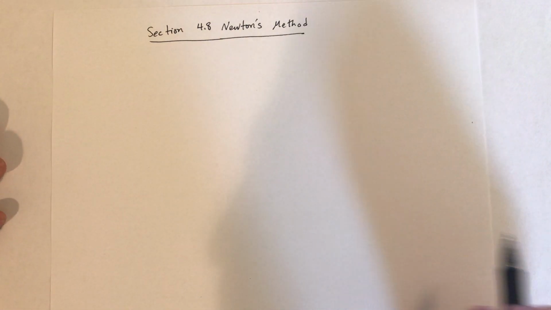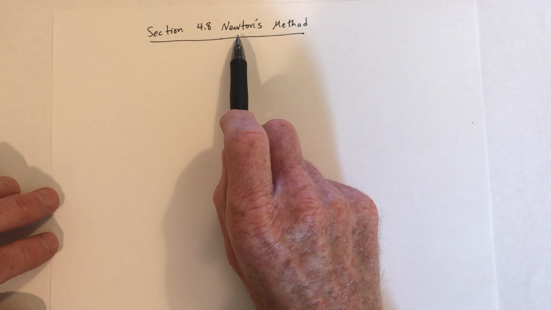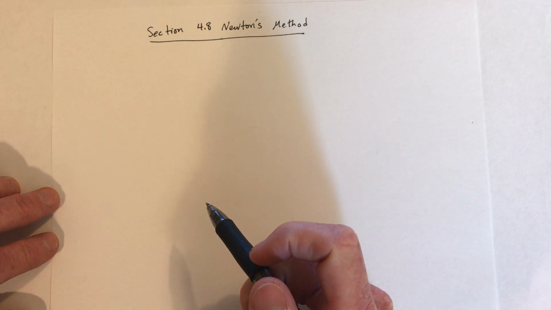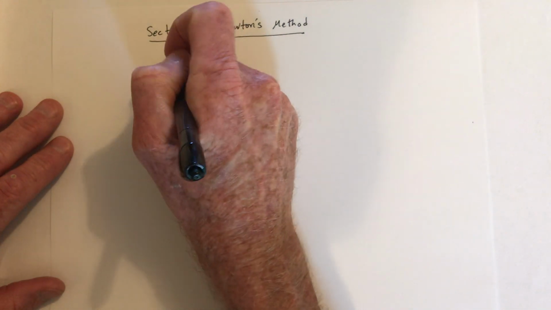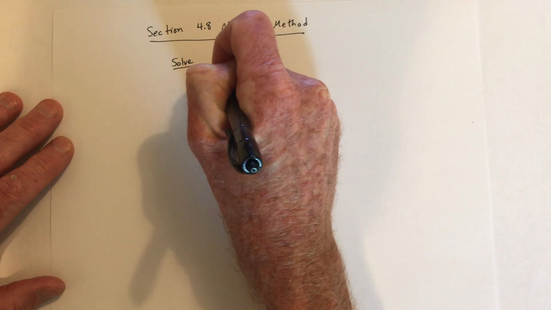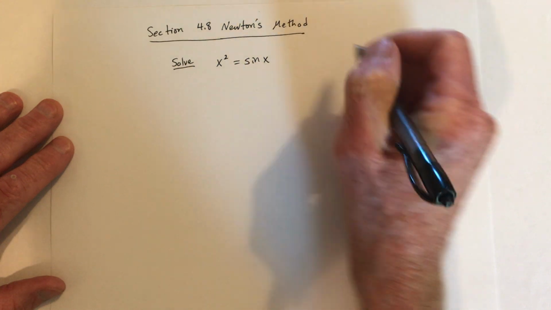Hello, calculus friends. Today we get to do something that I really like. It's called Newton's method. This is a way to solve a whole bunch of equations that previously we weren't able to solve. For example, solve x squared is equal to sine of x.